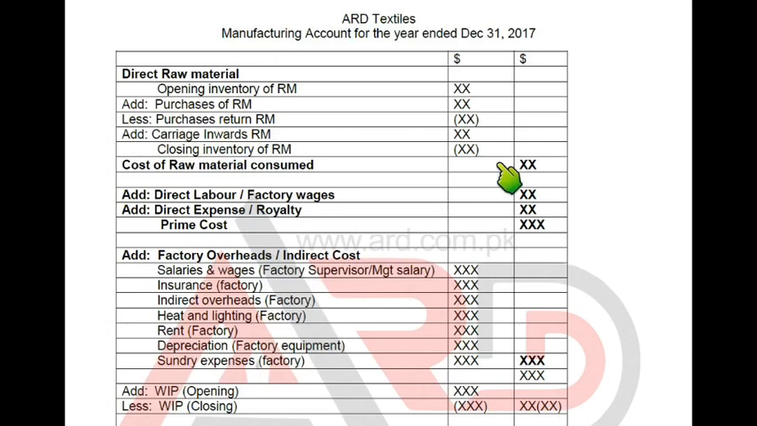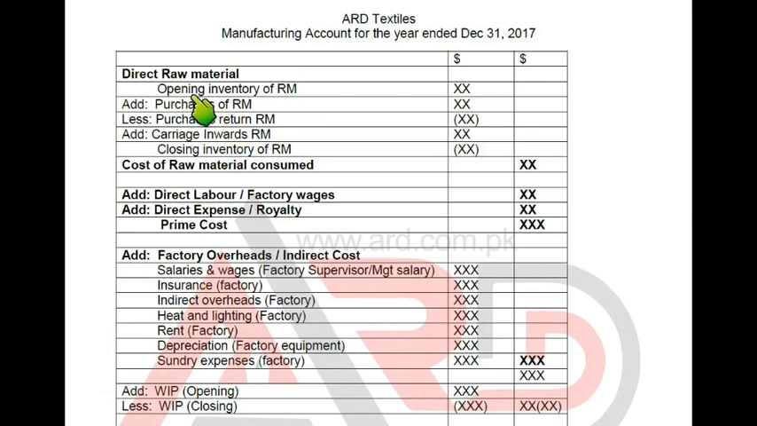Now it will always be made in two columns. These terminologies are very important as far as the CAIE syllabus is concerned. If you write any terminology other than those that I have displayed here, you will lose marks in the examinations. First of all, we have already discussed there are three components: one is material, one is labor, and one is expense. We'll be writing first of all direct raw material. Now how to calculate direct raw material?